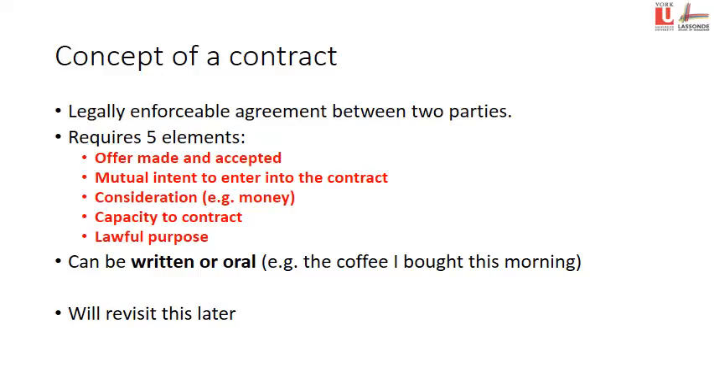A contract can be made in a written form or an oral form. So for example, when you go to Tim Hortons and buy a coffee, the offer is made through the prices advertised, it's accepted by your asking for a coffee based on that. There is a mutual intent there to provide a coffee and buy one. You provide money in exchange for the coffee that you're given. You have the capacity to buy a coffee, and coffee is perfectly legal to sell and buy.